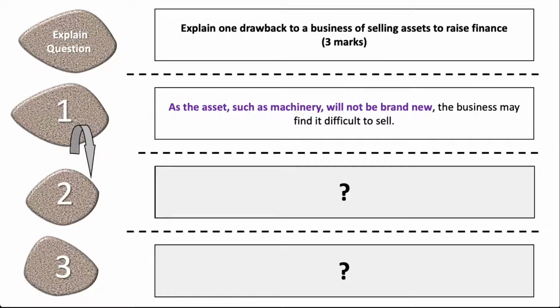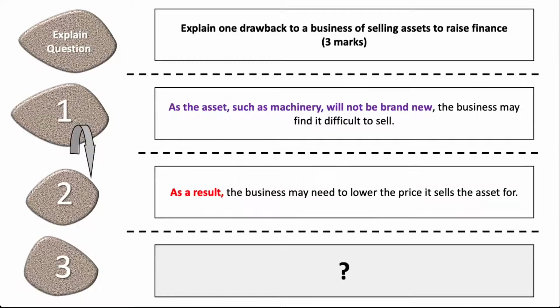What we're looking for now is an interconnected strand based on that opening point, and then a second one afterwards. The stepping stones approach encourages you to use multiple sentences and encourages you to use connectives to show that you are linking your points or your sentences together. So let's have a look at the example then. Let's have a look at the next strand and notice it starts here with a connective. As a result, the business may need to lower the price it sells the asset for.